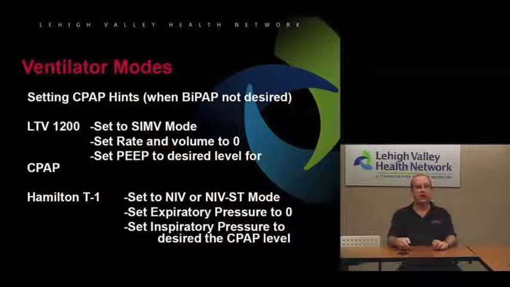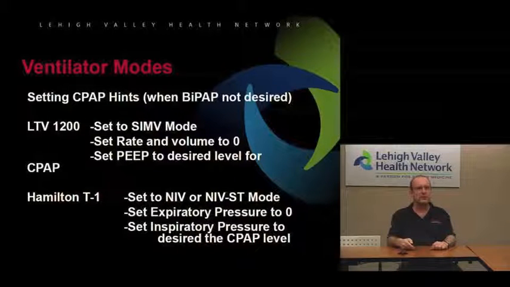So if you want 10 of CPAP, you set your machine to SIMV mode, set your rate to 0, your volume to 0, and then set your PEEP level to 10. And if your patient does go apneic, your machine will default, I think, to a rate of 10 or 12 to, I think, a pressure control or a standard volume level for your standard adult patient.